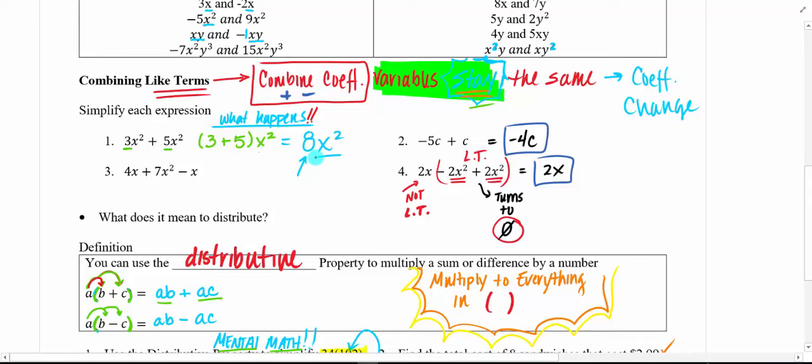That's what you have to know for like terms. This rule, don't forget, okay? This is one of the most important rules all year. So let's look at another one. We've got three terms in our expression. We've got a 4x, a 7x squared, and a negative x.